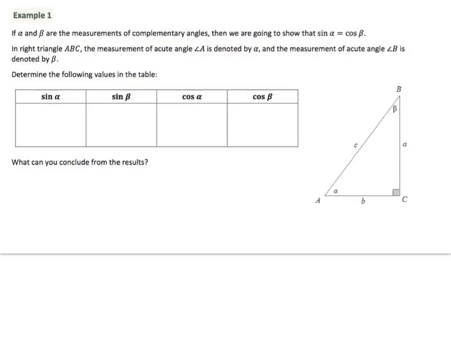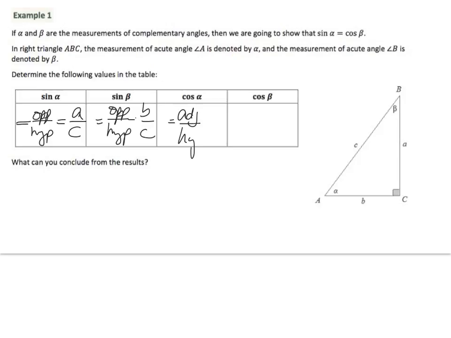So we have sine alpha equals opposite over hypotenuse, which is A over C. Sine beta equals opposite over hypotenuse, which is B over C. Cosine alpha equals adjacent over hypotenuse, which is B over C. And cosine beta equals adjacent over hypotenuse, which is A over C. What can you conclude from this result?